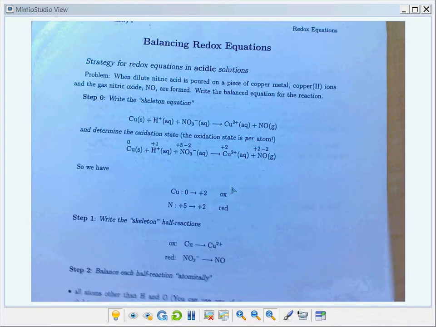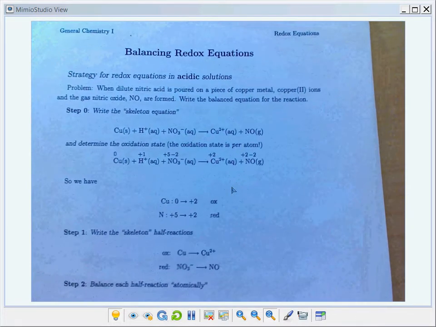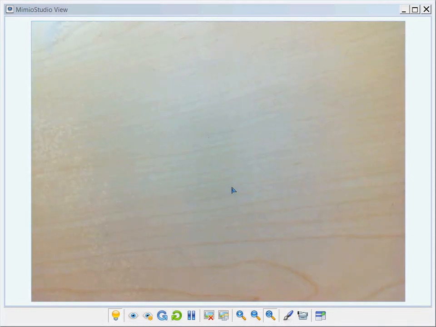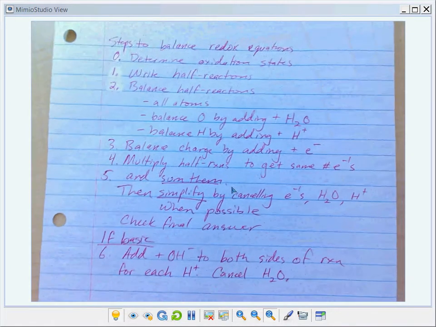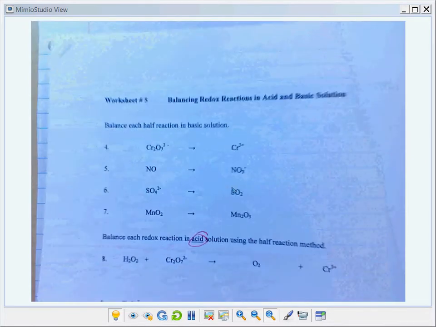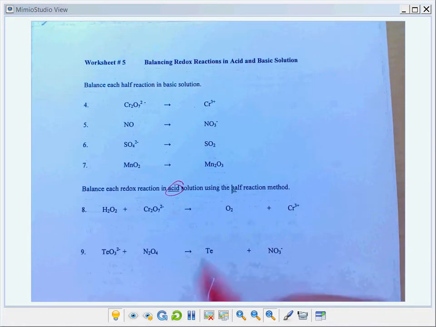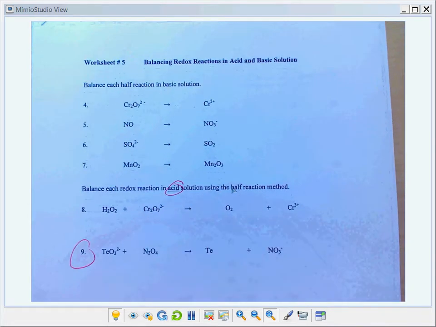You're going to need this balancing redox equations packet. This goes through all the steps on how to do it. I've summarized those steps in my own words here. So these are the steps I'm going to be using. The step numbers line up with the other packet. And finally, I'm going to point out that we're going to be doing worksheet 5. And in fact, we're going to go through for our first example, number 9 right here, which is some tellurium oxide and nitrogen reaction.